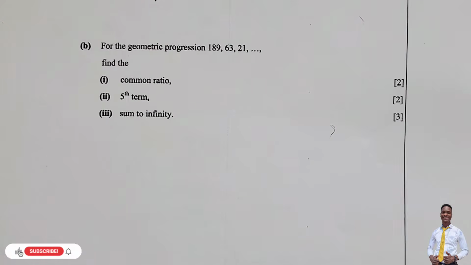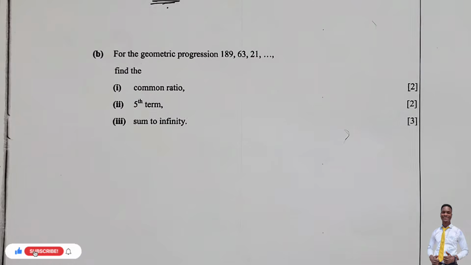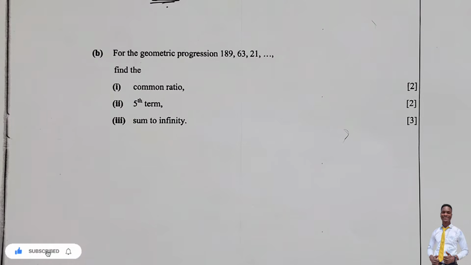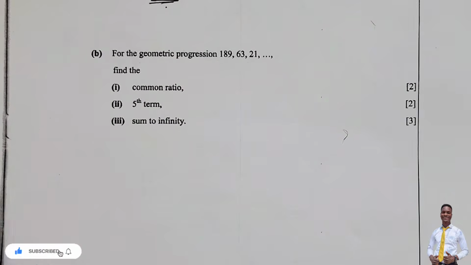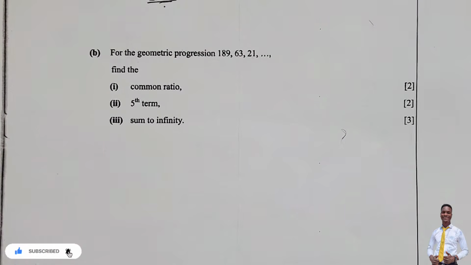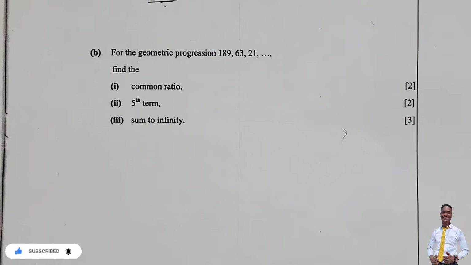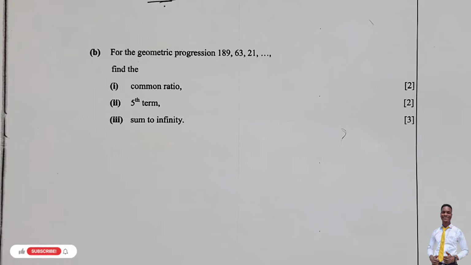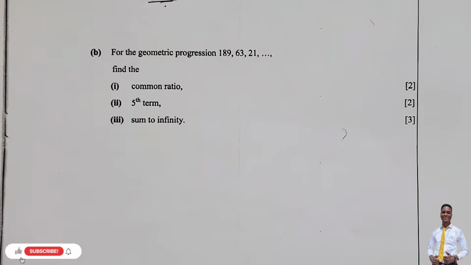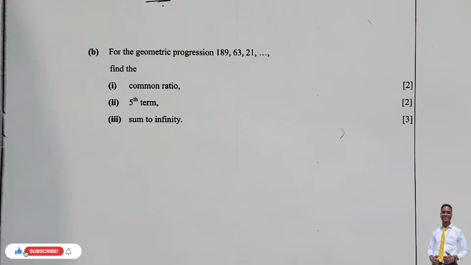Geometric progression. This is the geometric progression question, and it's saying for the progression 189, 63, 21, find the common ratio. Simple. Find the fifth term. Find the sum to infinity. This is very, very simple. All right. So let's solve.